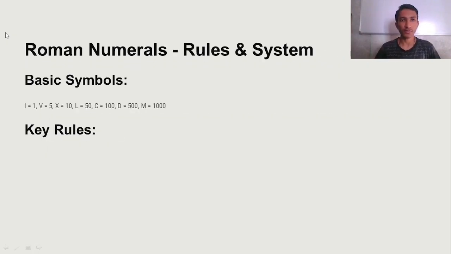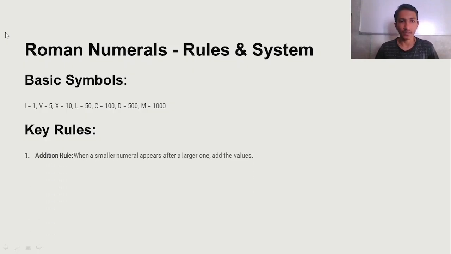Now, basic rules and systems of Roman numerals. How does a human convert a Roman numeral to an integer? First we should know the basic symbols: I is equal to 1 in integers, V in Roman numerals is equal to 5 in integers, X is equal to 10, and so on. So what are the key rules to convert a Roman number to an integer? The key rules are as follows.